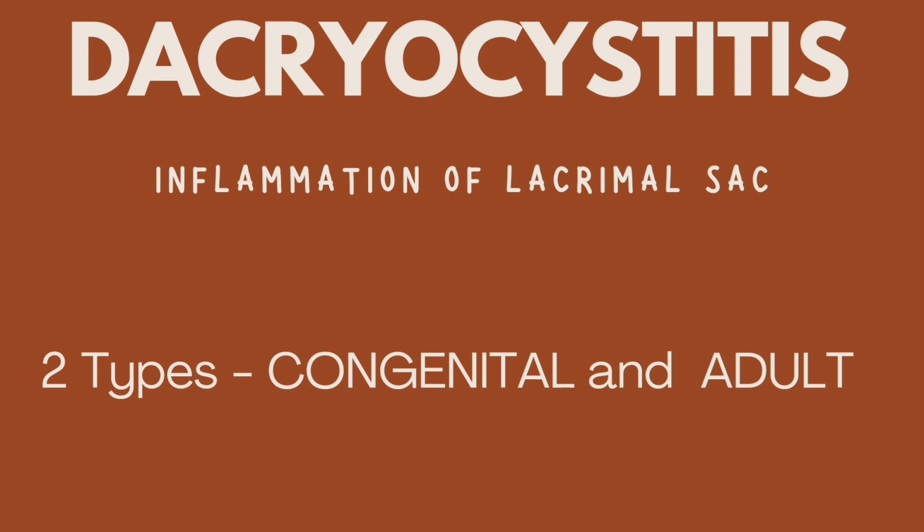In this video series, Lacrimal Apparatus Part 2, we'll study about Dacryocystitis and swelling of the lacrimal gland. So let's start with Dacryocystitis. Dacryocystitis is inflammation of the lacrimal sac. It is of two types: congenital Dacryocystitis and adult Dacryocystitis.